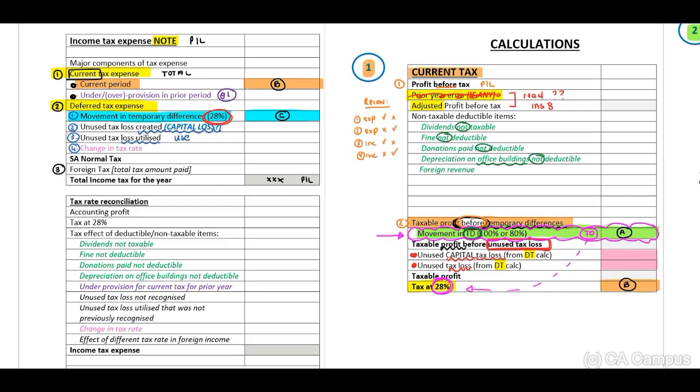Then, when you look at our income tax expense note, reference C, we include the movement in our temporary difference times 28%. Therefore, technically speaking, that temporary difference times 28% is included in B and C, and this will net out to 0, the debits and the credits.